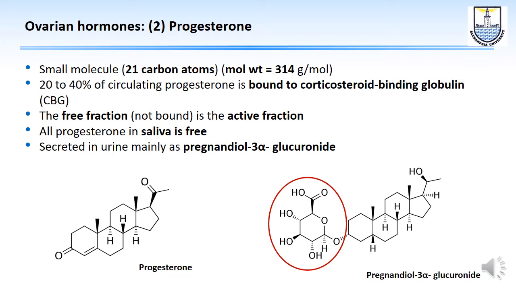So this globulin carries two things actually. It carries the cortisol and it carries also progesterone. And again, it is the free fraction which is the active fraction, and which is also present in saliva. In saliva, we only have the free fraction. And as we said, the metabolite is 3-alpha glucuronide.